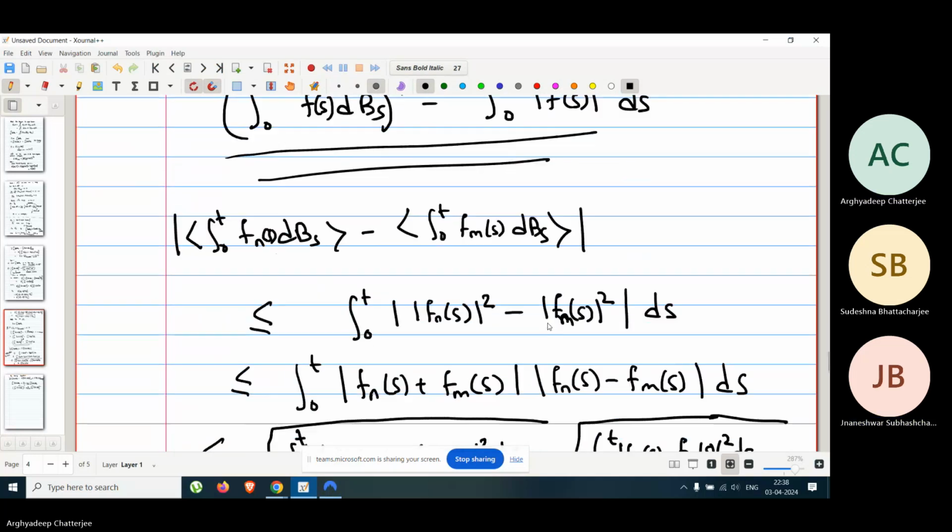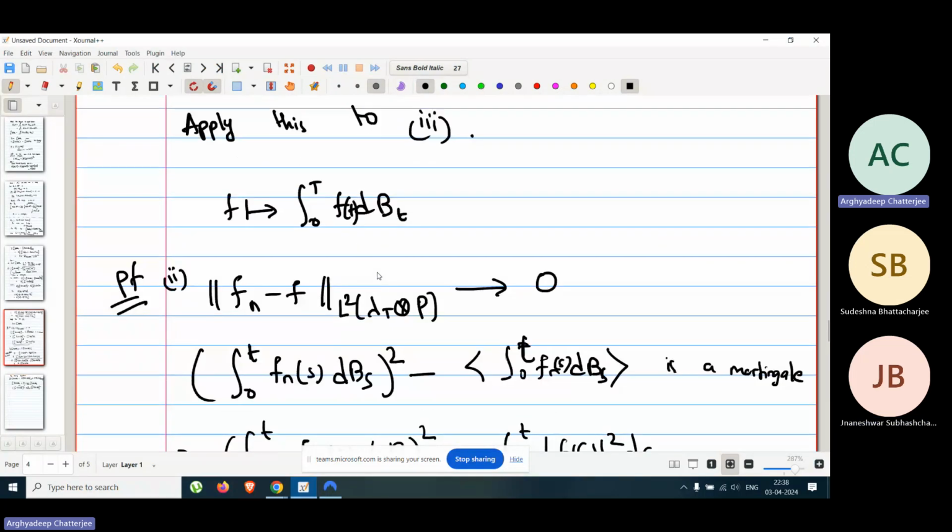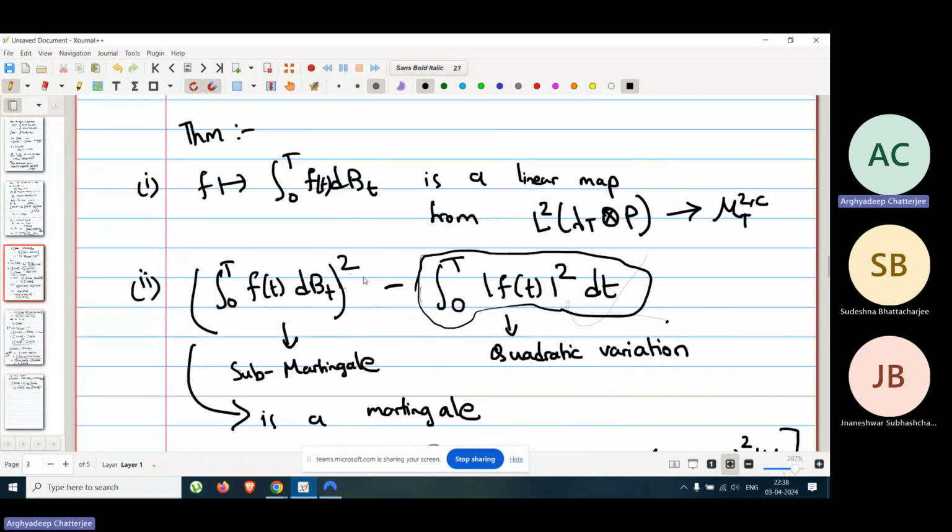So this proves the second property, that the quadratic variation of F is also given by a similar thing, integral from 0 to t of f_t squared. We knew that for simple functions, the quadratic variation is this thing.